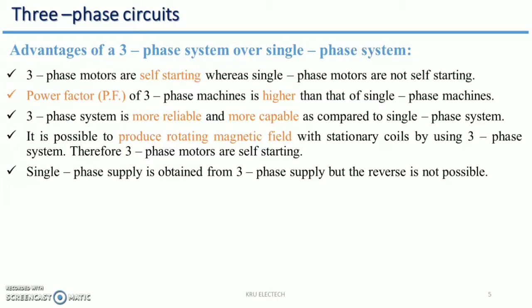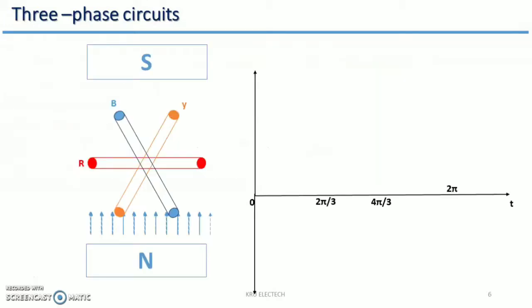Single-phase supply is obtained from the three-phase supply. We know that in R, Y, B, one neutral is there. The voltage across the neutral and any phase is the single-phase source, the single-phase supply, and that is obtained from the three-phase. But from three single-phase supplies, you cannot obtain the three-phase supply, because each phase is 120 degrees apart.